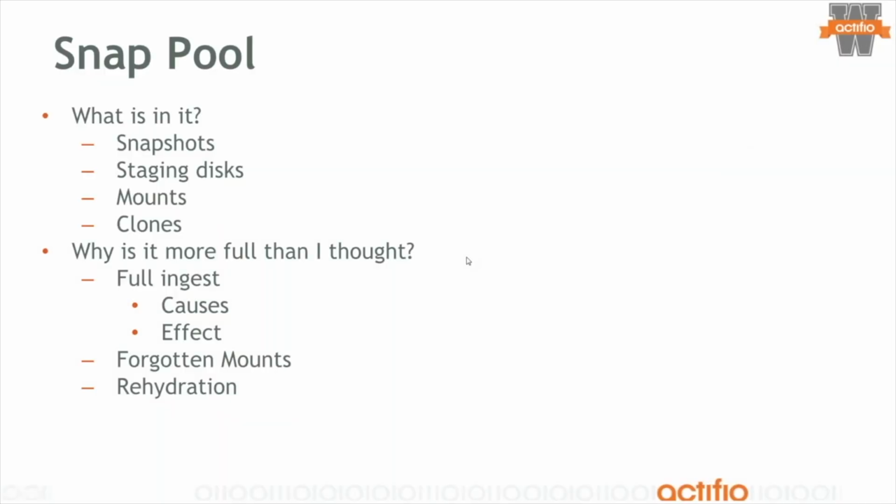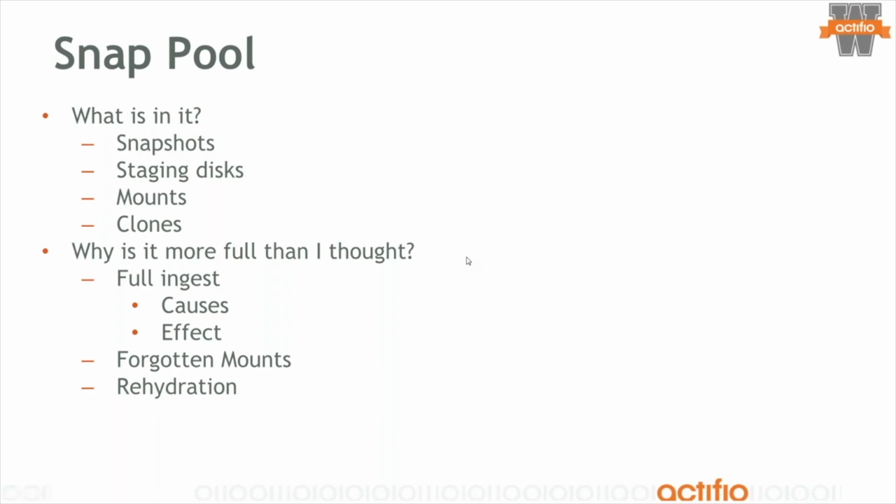The snap pool holds your snapshots, your staging disks, your mounts, and your clones. The staging disks: I often receive the question, how big are my staging disks? How many staging disks do I have? Staging disks are created from vDisks. So how many staging disks do you have? The exact same amount of vDisks that you have.